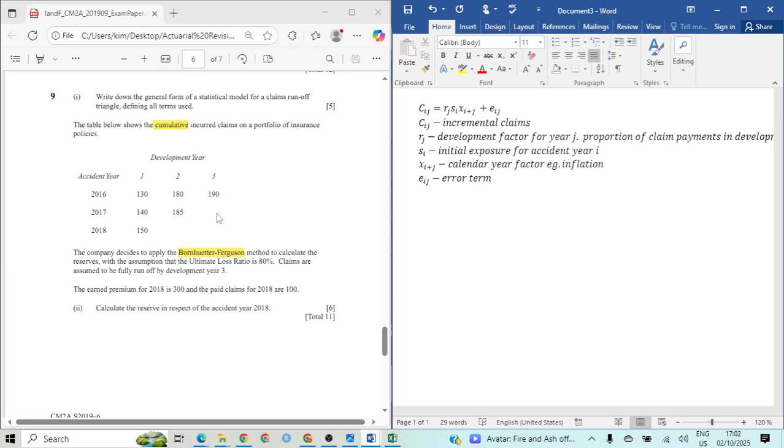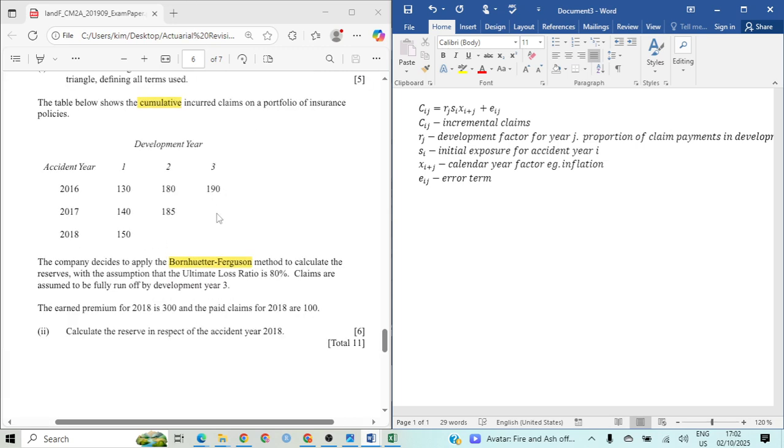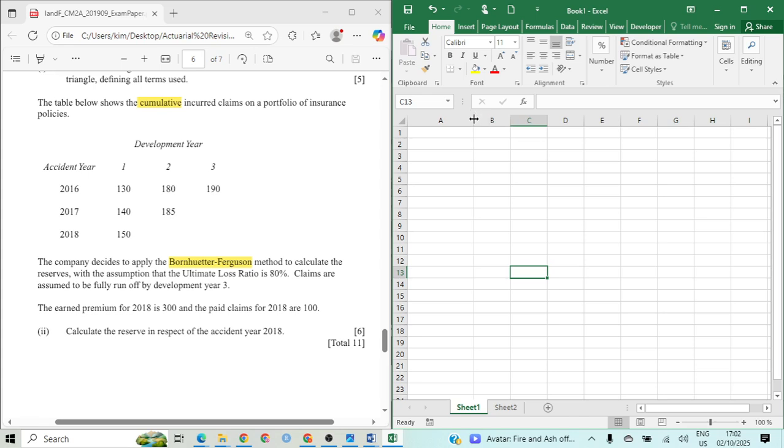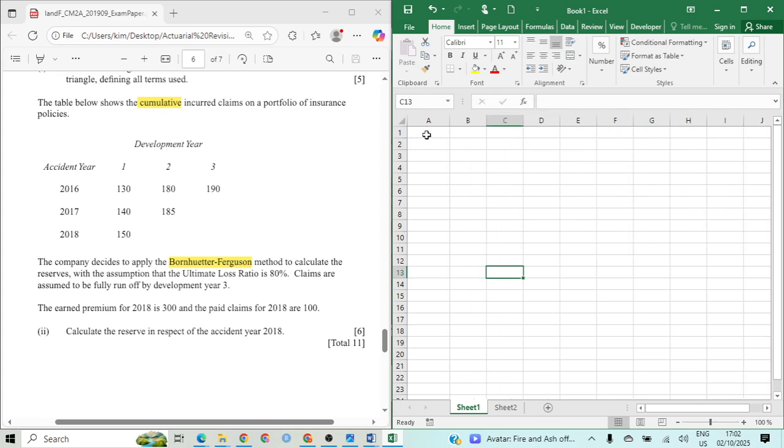So the company decides to apply the Bornhuetter-Ferguson method to calculate the reserves with the assumption that the ultimate loss ratio is 80%. Claims are assumed to be fully run off by development year 3. The earned premium for 2018 is 300 and the paid claims for 2018 are 100. Calculate the reserve in respect of the accident year 2018. So in this question, you're only dealing with the year 2018. We are not interested in the other years 2016 and 2017.